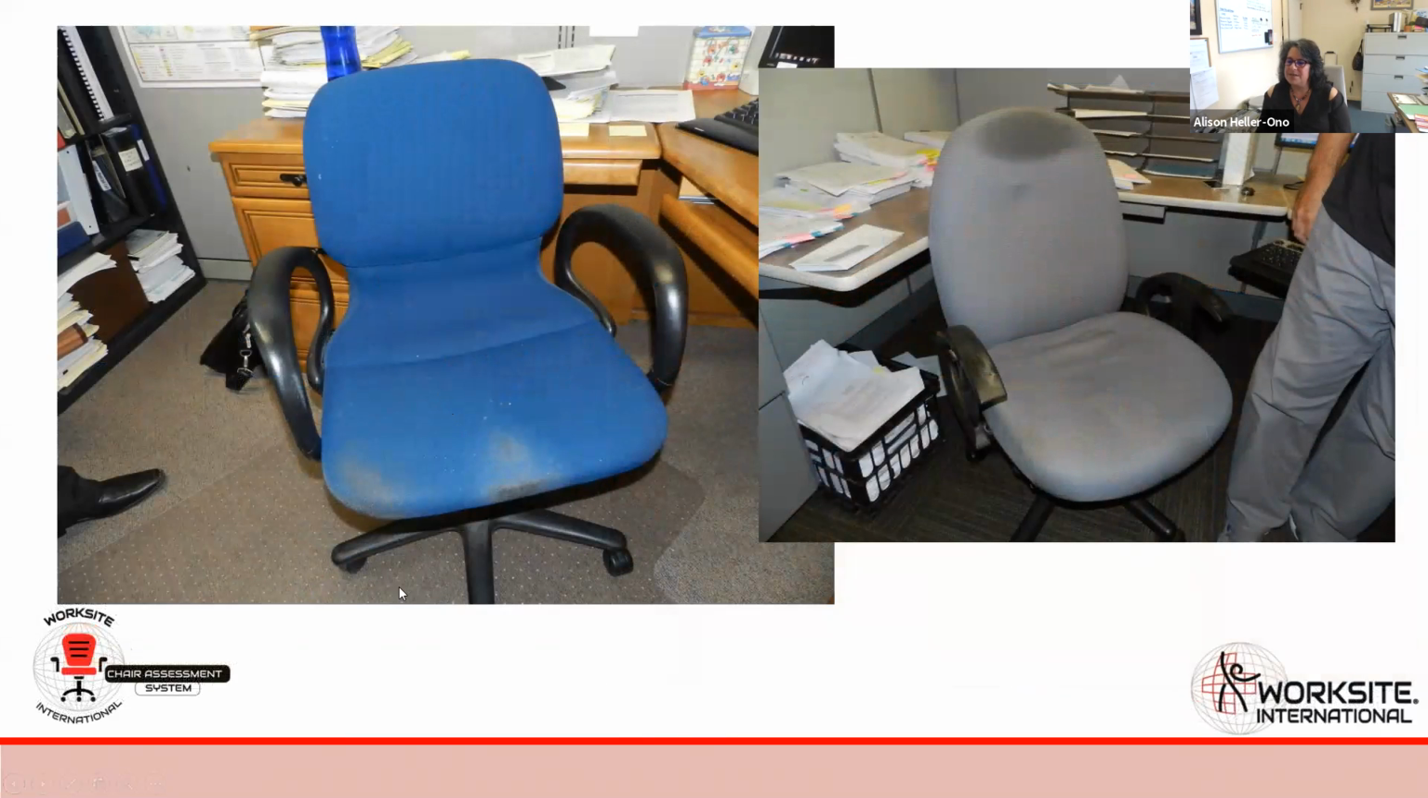Here's a couple others, unsightly chairs. Now this chair has a very limited adjustability, fixed armrest, and then the dirt and grime that's built up there, and this one as well. What if these chairs are shared by other people? So there is definitely a sanitation factor here.